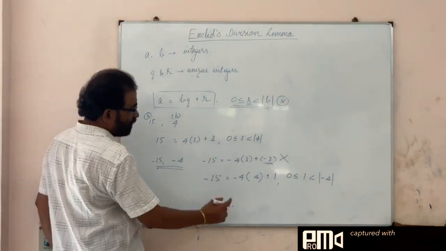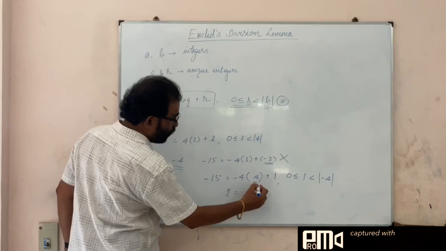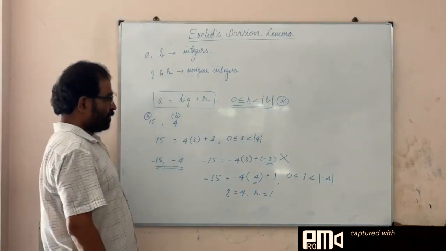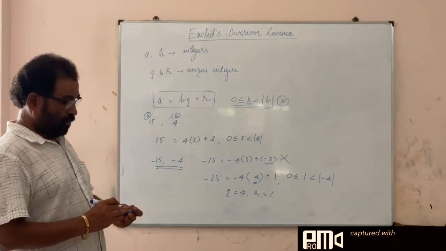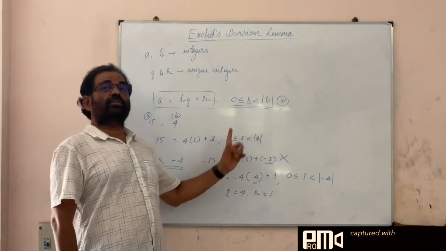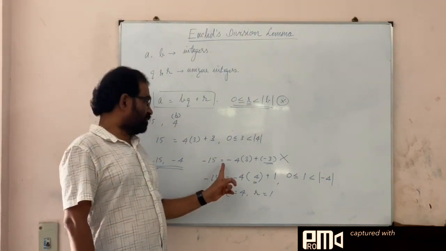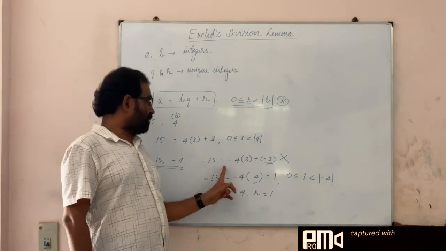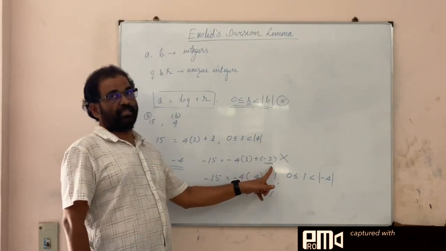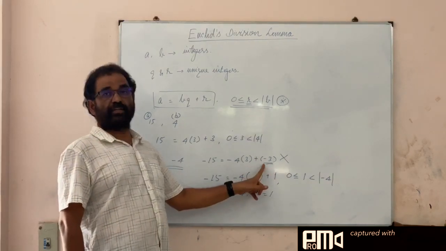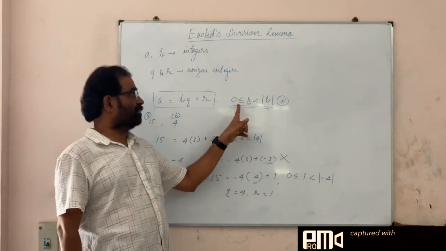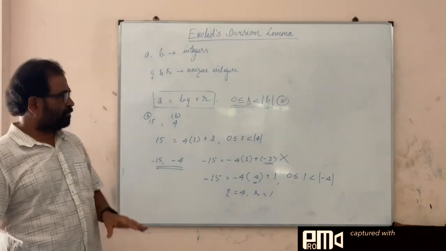So what is the quotient here? The quotient is 4 and the remainder is equal to 1. This way, if you keep this condition in mind, you will never make a mistake. Otherwise, you may write minus 15 as minus 4 into 3 plus minus 3. If you know this condition, you won't write it like this, because minus 3 is less than 0. We want the remainder greater than or equal to 0. Keep this in mind.